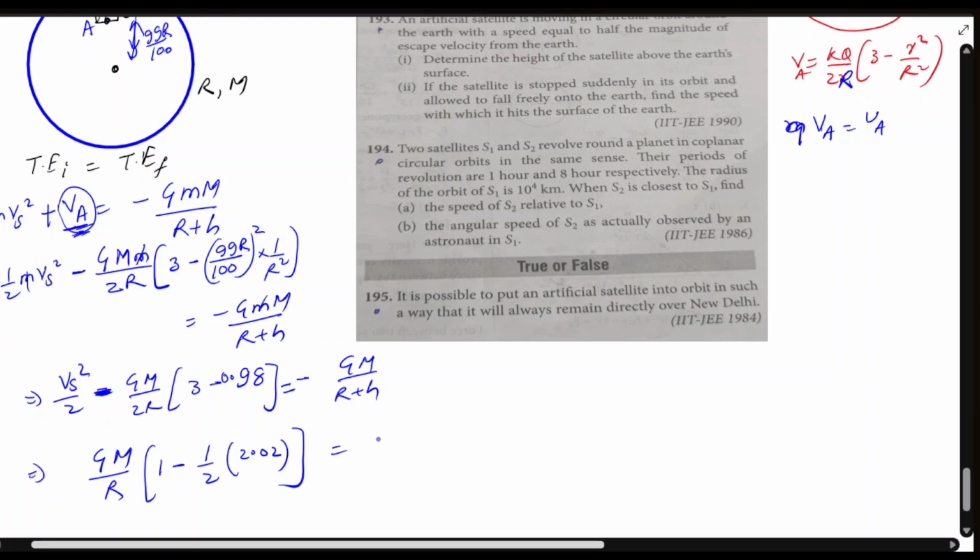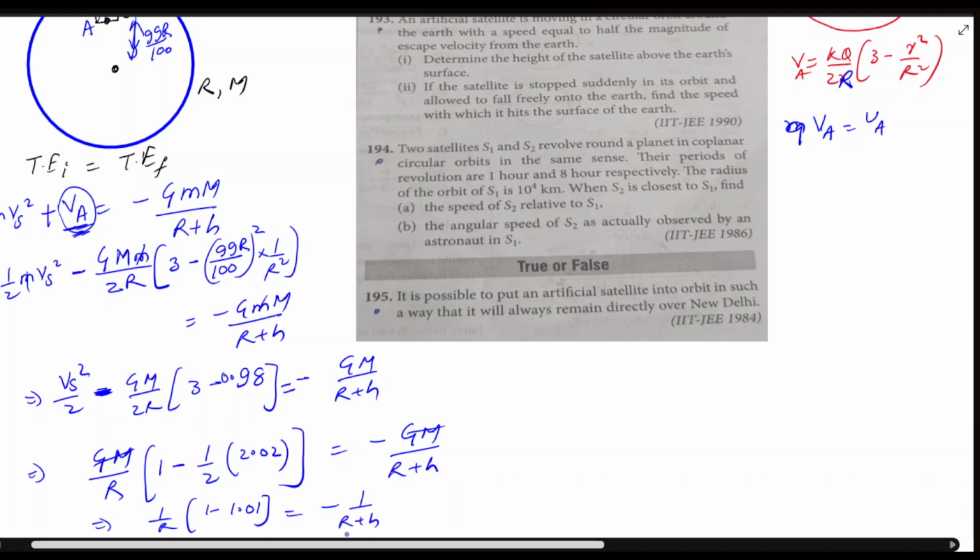right? It will be equal to minus GM by r plus h, right? So GM will get cancelled, and we have this will be 1.01, so it will be 1 by r. 1 minus 1.01 will be minus 1 by r plus h. So if you solve, we'll get minus 0.01 by r is equal to minus 1 upon r plus h. So minus will get cancelled. We'll have 100r is equal to r plus h. So it will be 99r equals h.